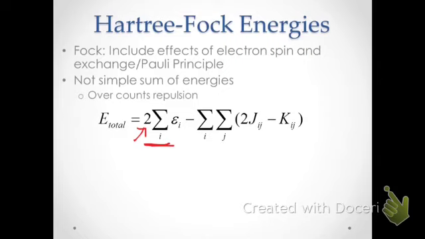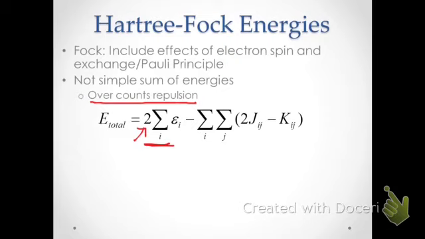But the thing is, that is not equal to the total energy, because that actually overcounts repulsion. If you think about it, the calculation of the energy for electron 1, for orbital 1, included repulsion with orbital 2. When we calculate orbital 2, we're including repulsion with orbital 1. So if we just add them together, you see we've actually included that repulsion twice in the calculation. So the simple sum of orbital energies does not give us the total energy.